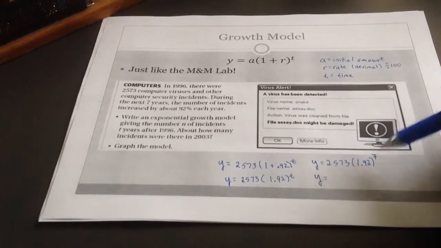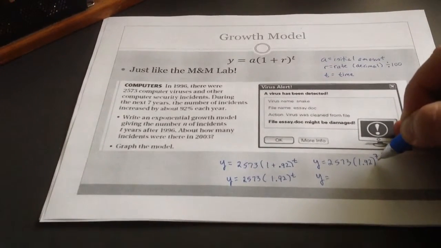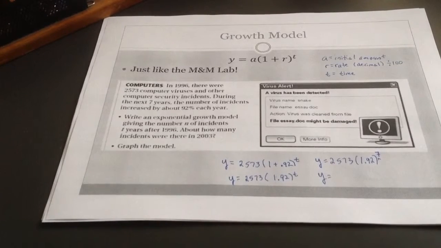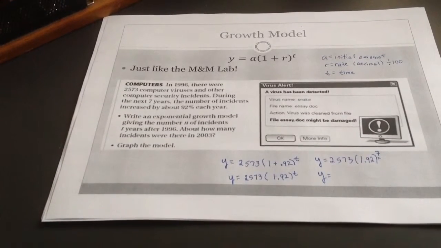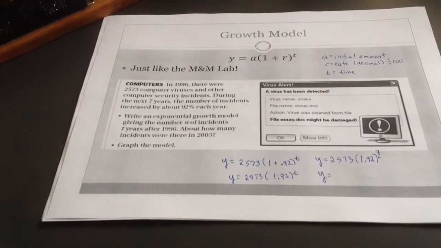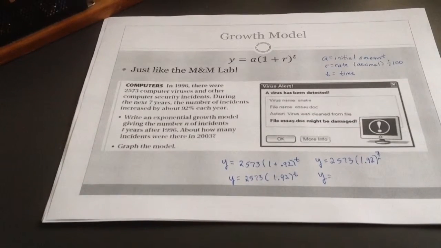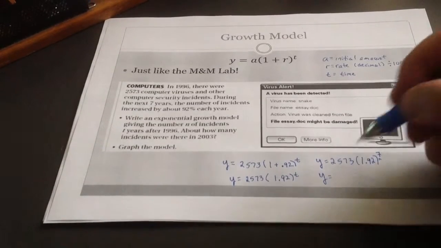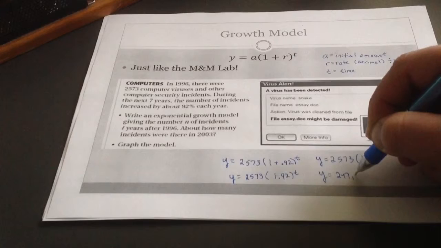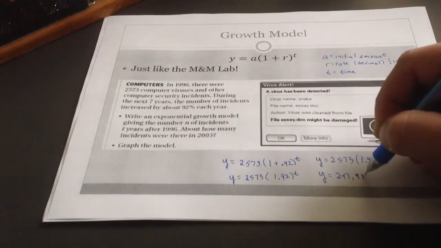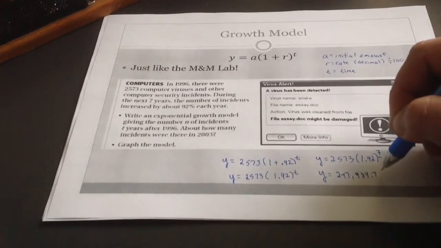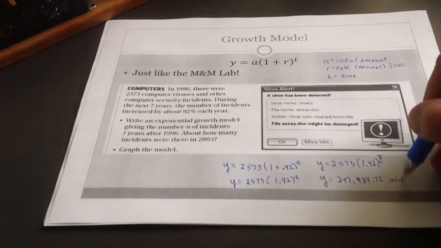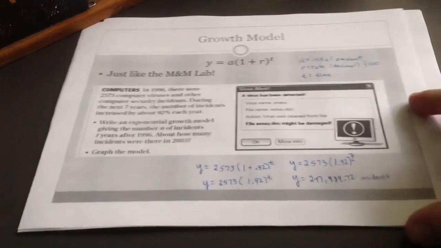So in our calculator, we can just type this in. Remember using your little caret up arrow for raising it to that power. So if we have 2573 times 1.92, and we can raise that to the 7th power, we get 247,484.72 incidents.